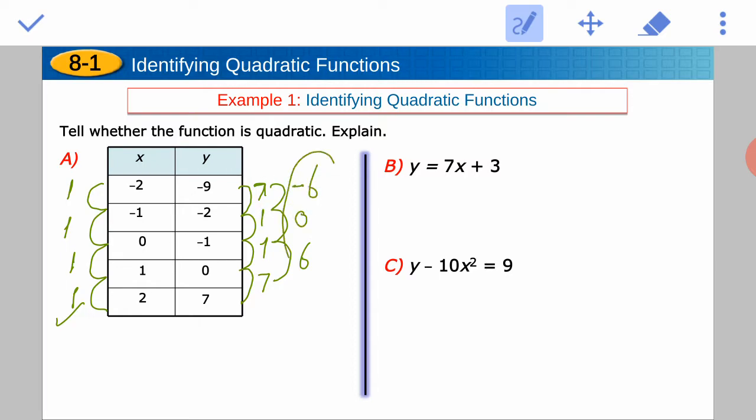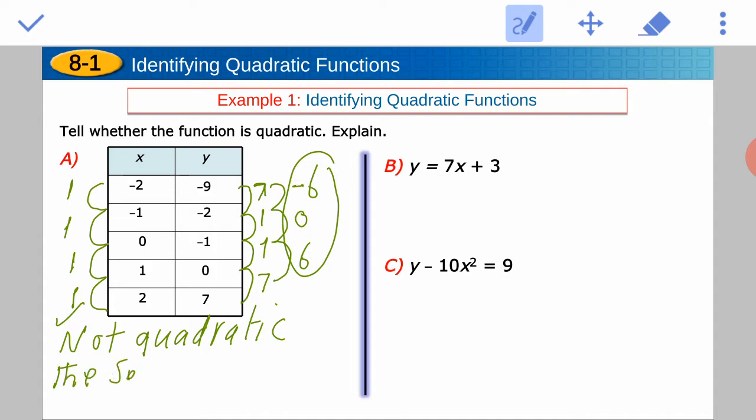Guys, it is not a constant change. So this table of values, this set of data, doesn't represent a quadratic function. So my answer is not quadratic. It is not a quadratic function. So guys, what is the reason why it is not quadratic? Because there are no constant second differences of y.